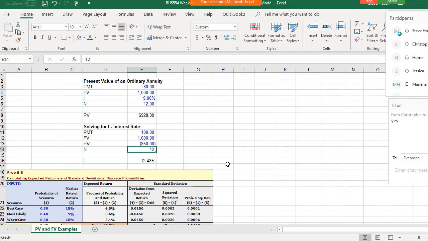When I did the lecture PowerPoint for this chapter, the PowerPoint itself actually does some of these examples also, and I went from that PowerPoint to this Excel file and showed you some more examples there too. So just keep that in mind. So the yield to maturity on that bond is 12.48%.